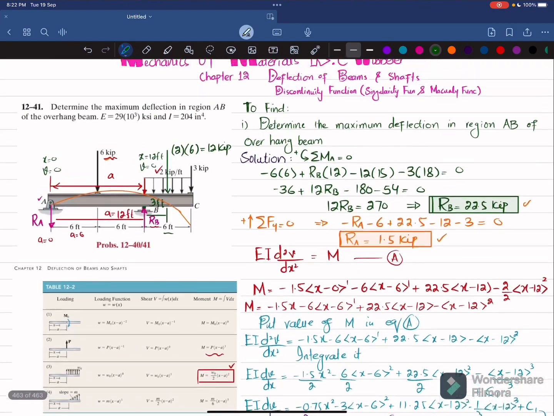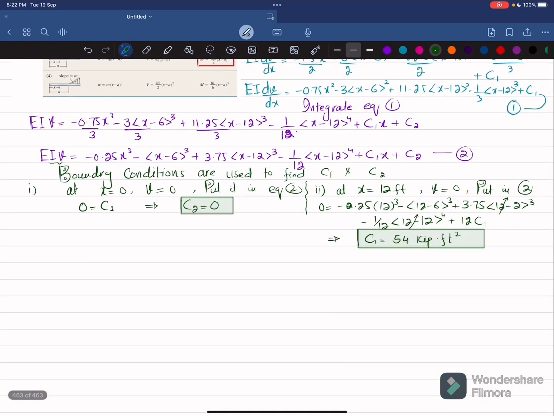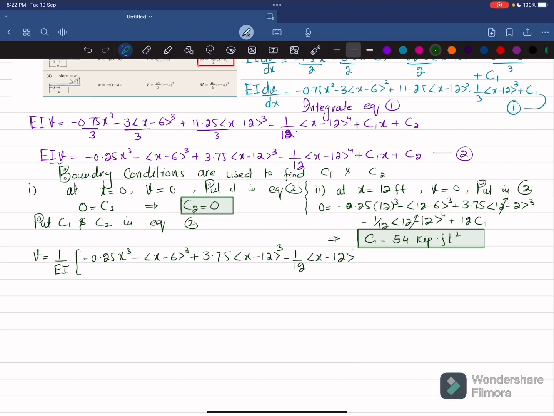Now we are interested to find out the maximum deflection in region AB. So we will find the equation of elastic curve. Put C1 and C2 in equation number 2. What you will get is v equals 1 over EI into minus 0.25 x cube minus x minus 6 whole cube plus 3.75 into x minus 12 whole cube minus 1 over 12 into x minus 12 power 4 plus C1, which is 54, x plus C2, which is equal to 0. So this is your equation of elastic curve that is used for deflection.